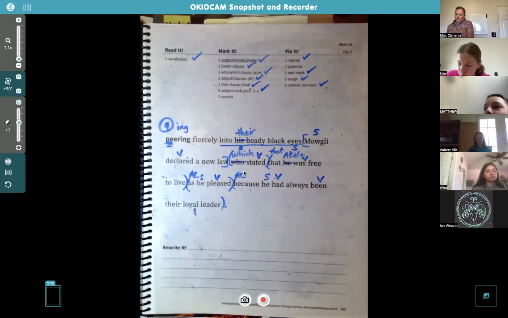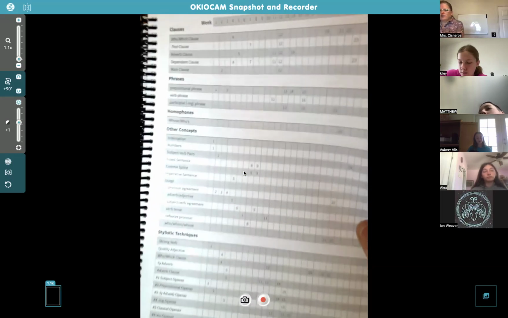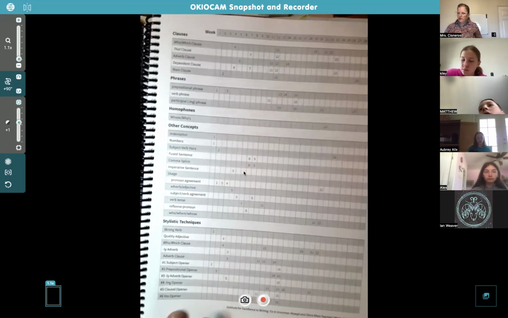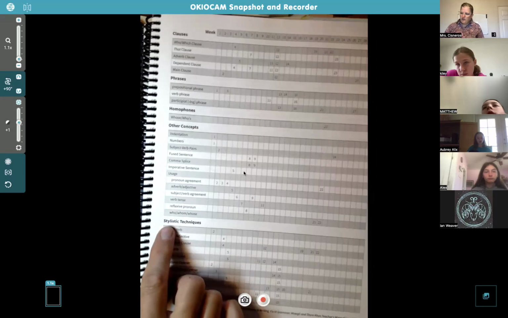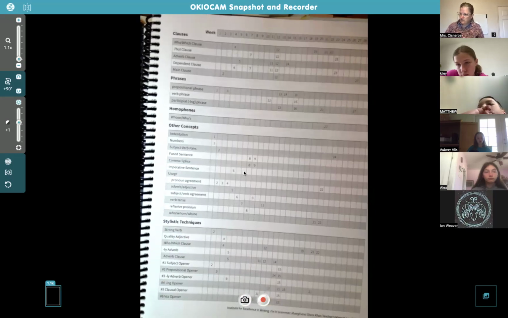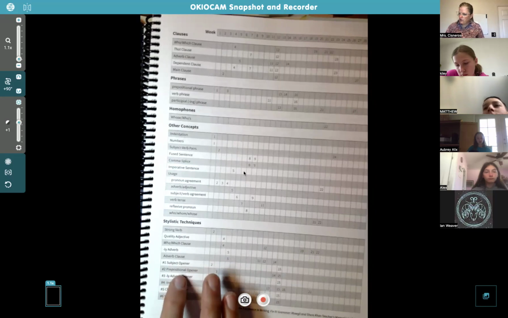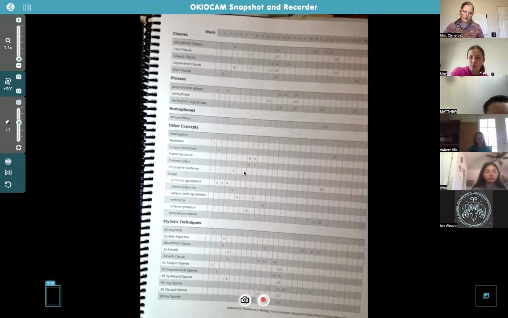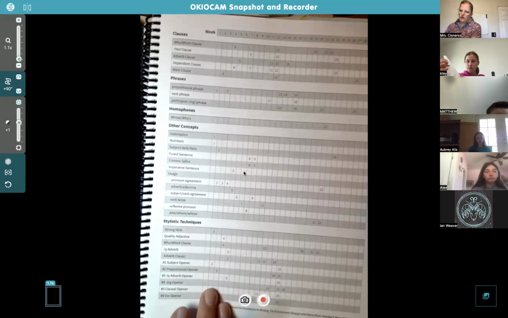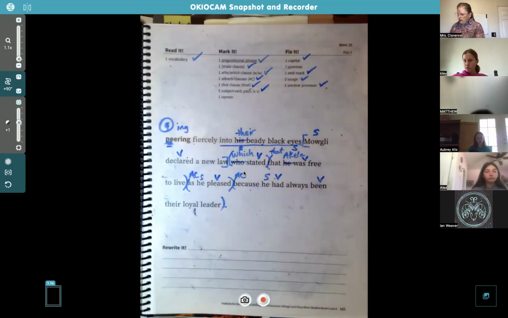Good question. At the very front of your book, I'll show you with my other book here. It doesn't have a page number, but it's about 4 pages in. It's a chart, a few pages in. Look for where it says stylistic techniques. I found it. So you've got 1, 2, 3, 4, 5, 6. They're all right here. If you ever forget, if you tab this page with a post-it note, that might help you too. But yeah, number 4, ing opener.